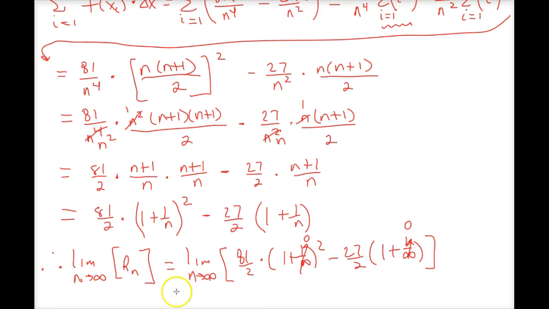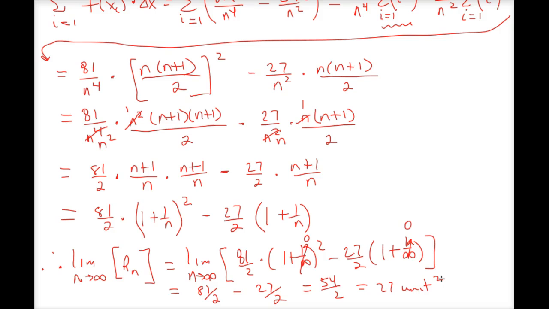And so what we end up with here is just 81 over 2 times 1 squared, which is just 1, minus 27 over 2 times 1 plus 0, which is just 1. And so now, of course, 81 minus 27 would just be 54. And 54 divided by 2 would just be 27. And of course, this would be square units there.